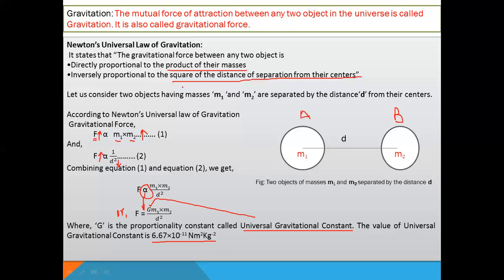Okay, are you clear about gravitation, Newton's universal law of gravitation? The statement is that the gravitational force between two objects is directly proportional to the product of their masses and inversely proportional to the square of the distance of separation from their centers. And the relation given by Newton's universal law of gravitation is F is equal to G m1 m2 upon d square.